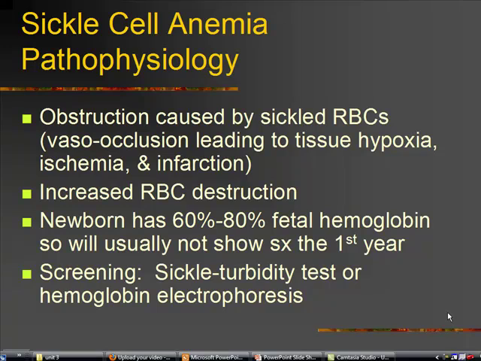Those cells die, they clump and destroy each other and break, and so we get anemia from destroyed red blood cells. Now, we don't really see crisis in the newborns because they have 60 to 80% fetal hemoglobin. It's only the adult hemoglobin that has the problem with sickling. So it's not until the child's over a year that we will usually see signs.